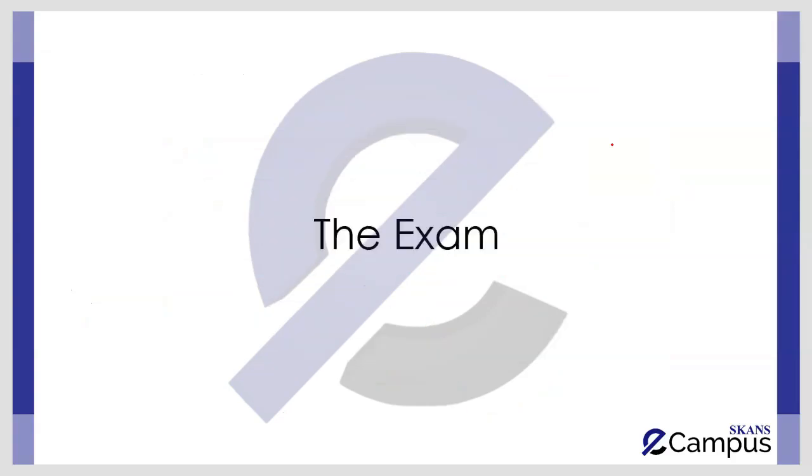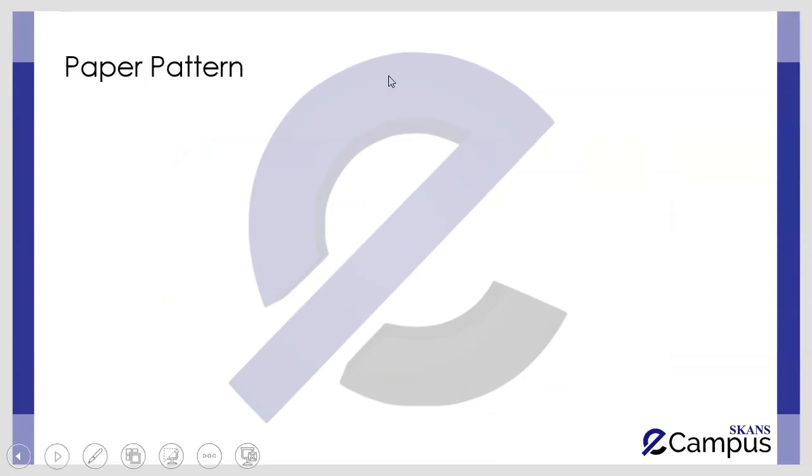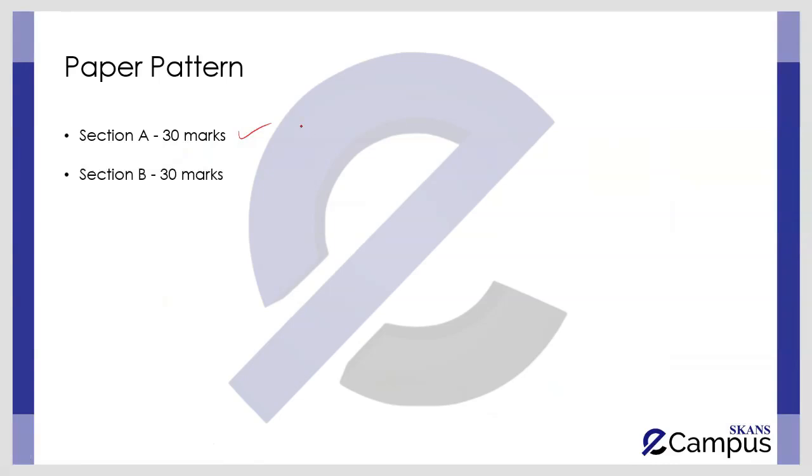Let's talk a little bit about the exam itself, the structure of the exam. So PM exam is divided into 3 sections. Section A is worth 30 marks, and there are 15 objective test questions or OT questions in it. Each is worth 2 marks. So 15 into 2 is 30 marks.